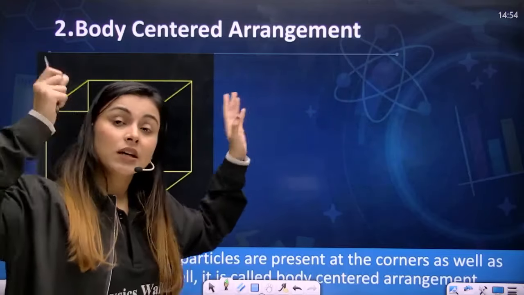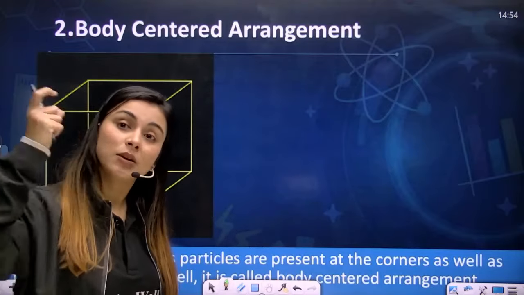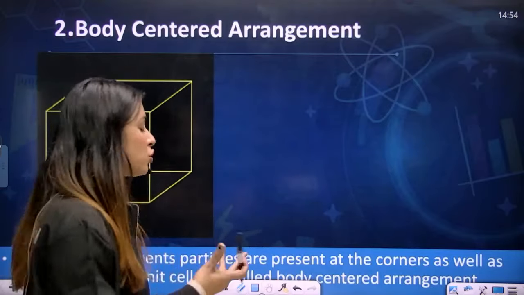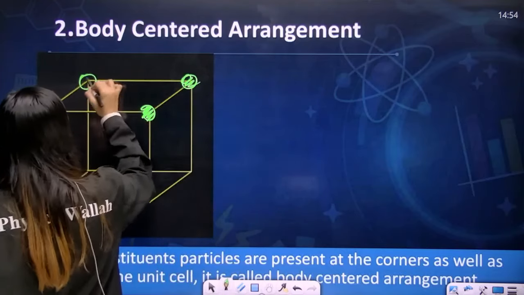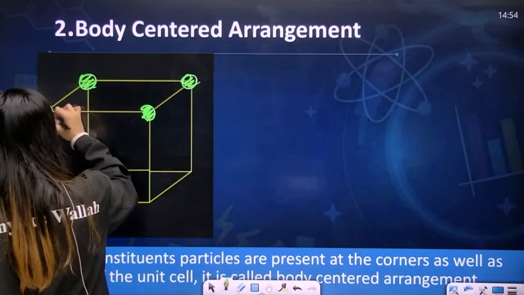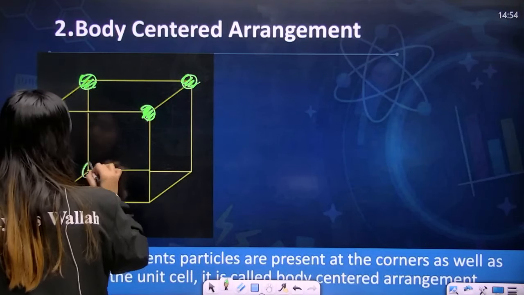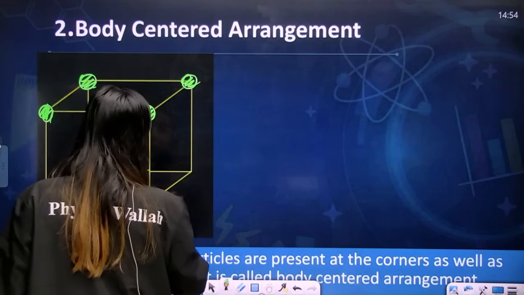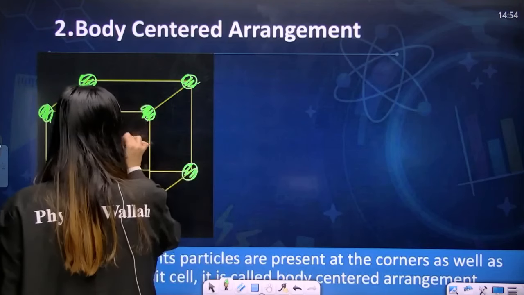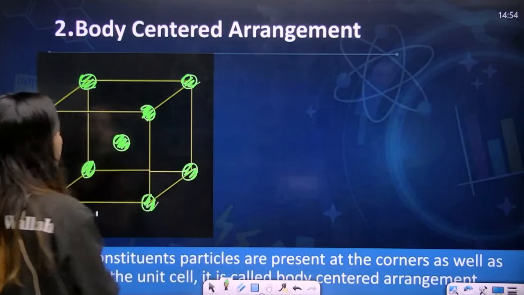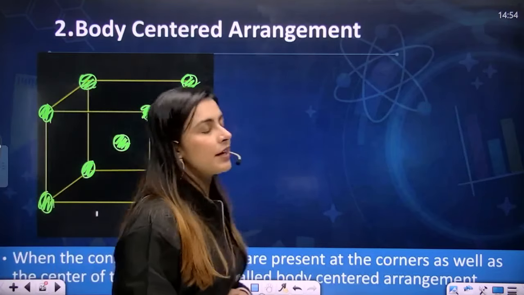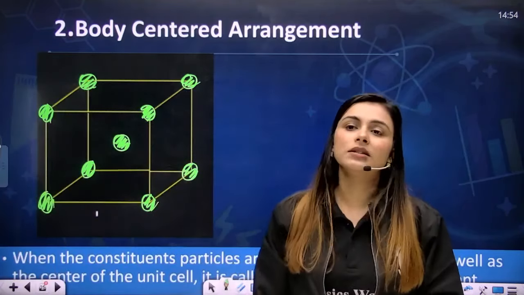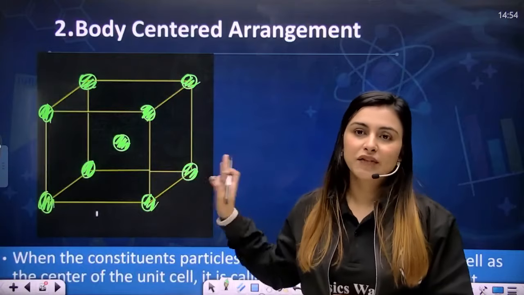That can happen, but now you can place an atom at the body center as well. The difference is that atoms will be present at corners, but they have one more place to sit, and that place is, my dear students, the center of the body. In a body centered arrangement, an atom can sit in the center as well, and corners will definitely be occupied.